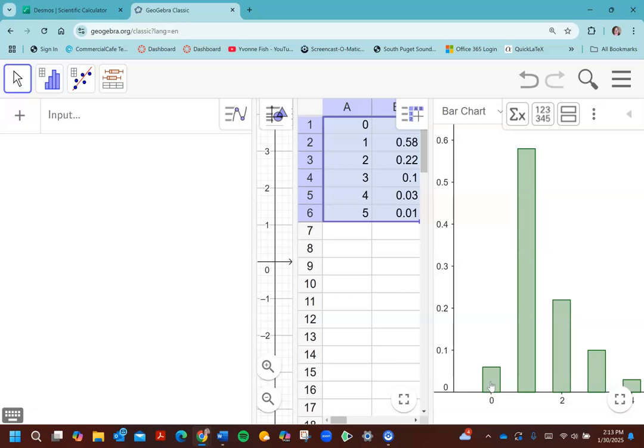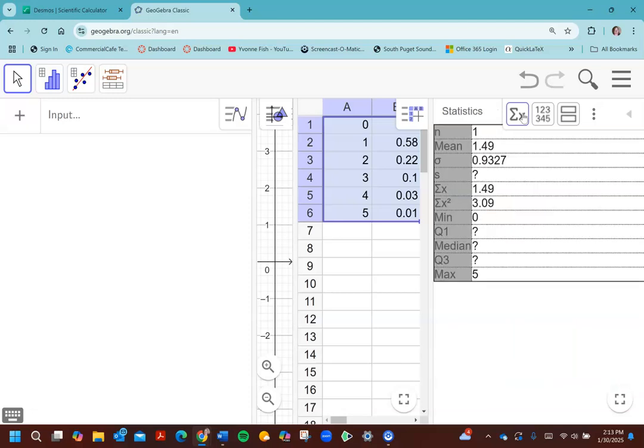We actually want to do that because it's discrete, right? So that would be the most appropriate one, is bar chart. And then to get our statistics, we hit that sigma x, and we will get the mean 1.49 right there. We also get the standard deviation. It only shows this under the population one, but that's fine.